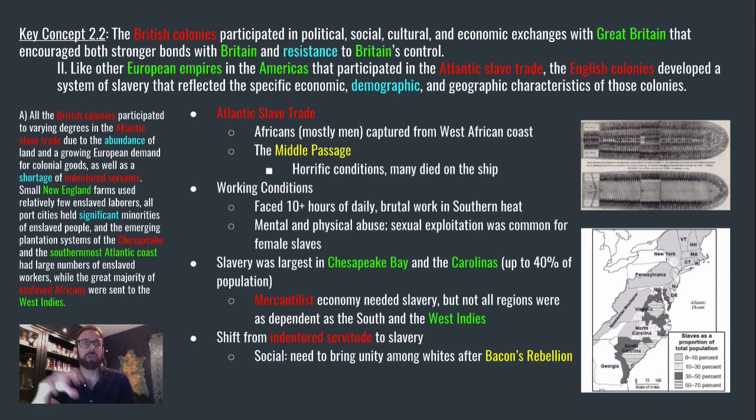But if you unite the poor whites, the middle class whites, and the rich whites against blacks as an entire class, as slaves, then you're going to bring social unity where everyone supports the slave system rather than opposing the 1% at the top.